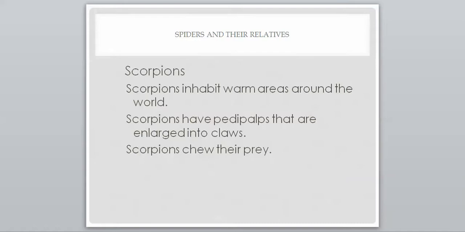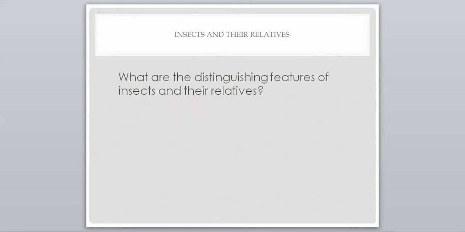Scorpions are our next group, and these inhabit warm areas around the world. They have pedipalps that have been enlarged into claws. Whereas the pedipalps of spiders are just little leg-like things around their mouth, the pedipalps of a scorpion are actually claws, and scorpions do have strong jaws to chew their prey. They are pretty ferocious predators. They chase down their prey, stab it with their long tail, and eat and chew on it. And that is it for the spiders and their relatives.